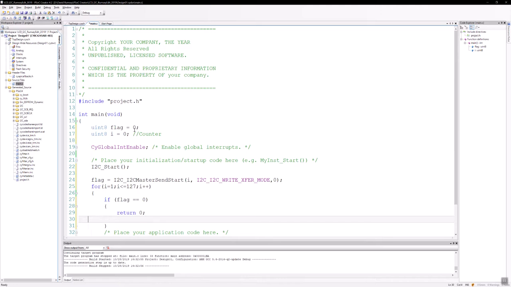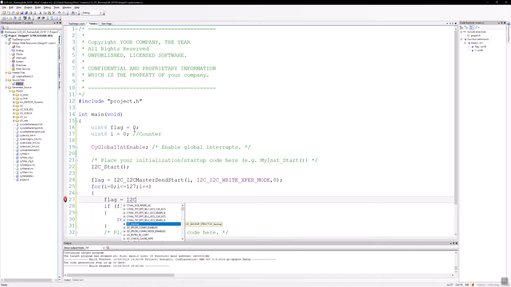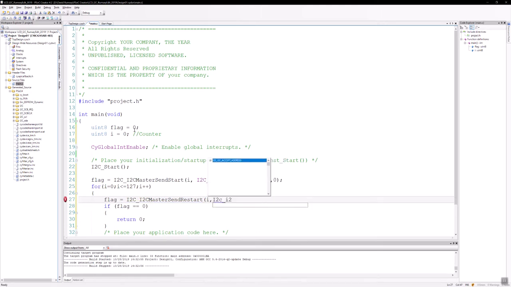Actually, am I wanting to do it this way? Actually, even though we've done 0 once already, I'm going to start at 0 again. And the reason I did that one flag is because we're going to fail, and when you fail, you can't just do another send start. You actually have to do send restart, because I'm going to have a lot of failures here. So I'm going to send restart, I2C write transfer mode 0.